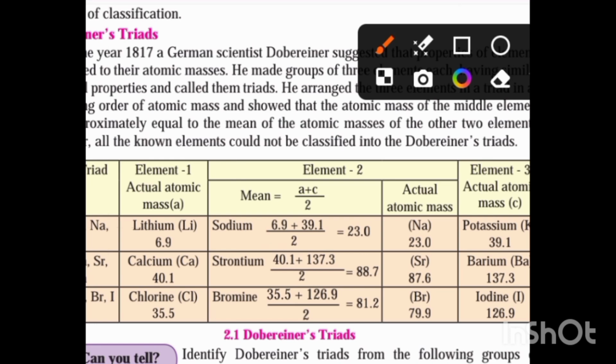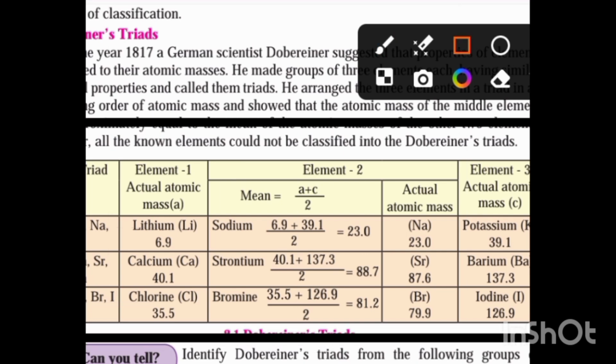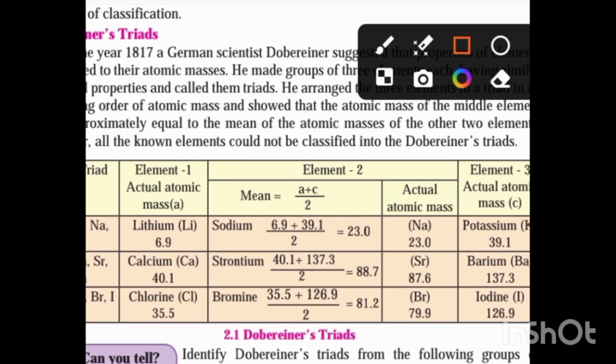At Dobereiner's time, there were how many elements? Less than 30 elements, but he couldn't classify those elements. So why did Dobereiner's classification fail? This will be the question for you in the boards. All the known elements could not be classified in Dobereiner's triads. That's why. So if the question comes, write a short note on Dobereiner's triads.